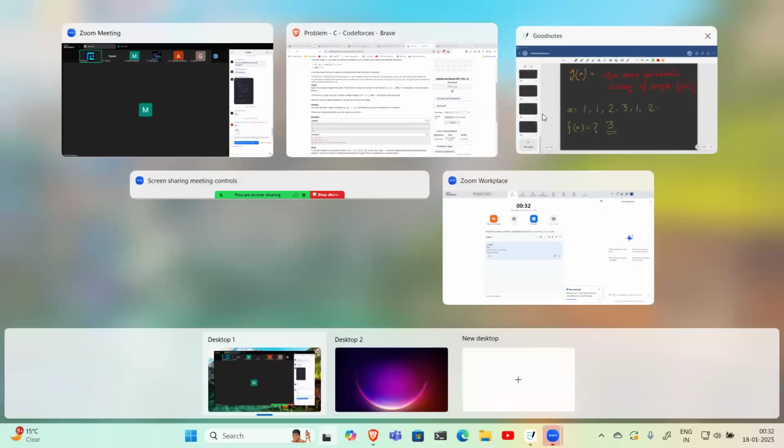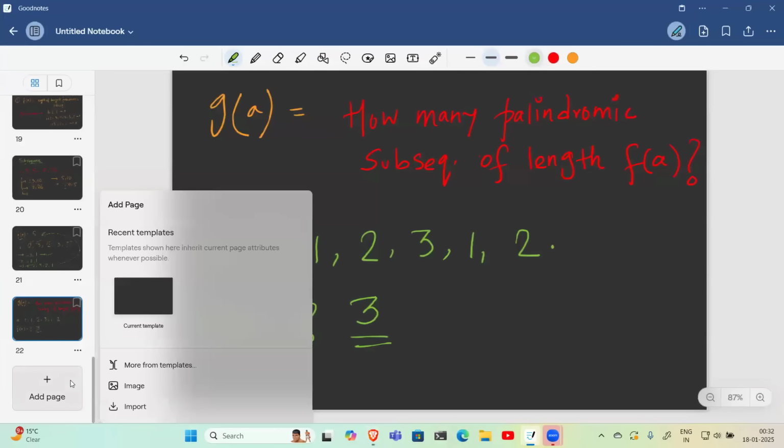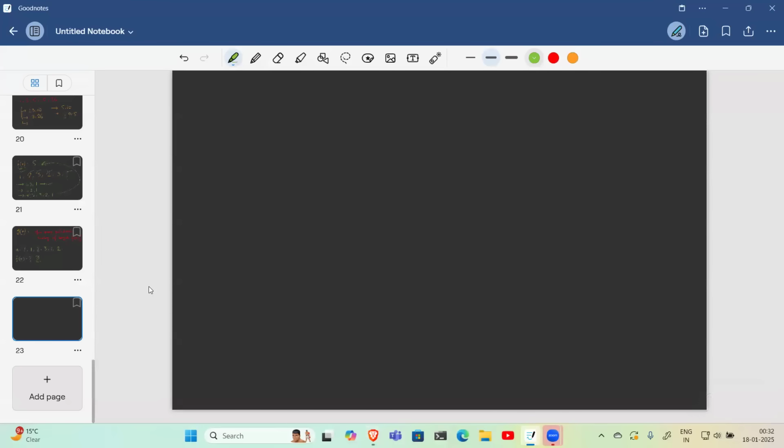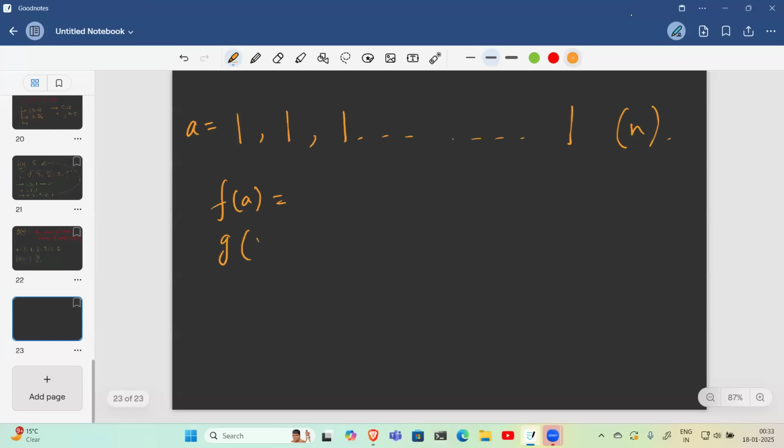Okay. So if the problem statement is clear, let us try to understand the problem. When I was given this problem, I thought of first getting a bit familiar with the functions f and g. So what if I have this array? Suppose array A is all ones. This is of length n, okay? So can someone tell me what is the value of f of a and what is the value of g of a?